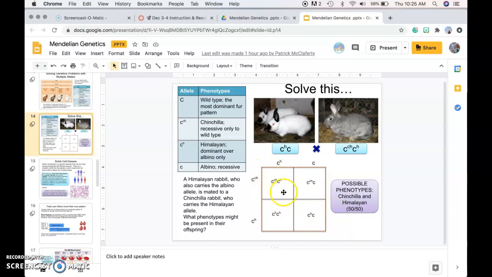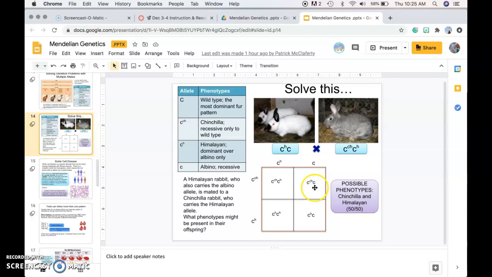So for this one, CCH, I know that CH is dominant only to albino, excuse me, and CCH is recessive only to C. So that means that C is going to be dominant to CH. So this phenotype here would be chinchilla because this C is dominant to CH.